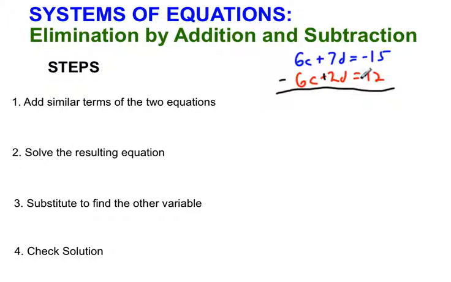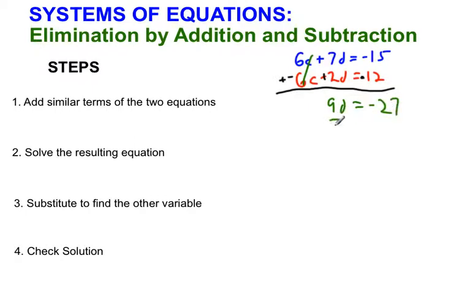And now we can think about this as adding all these terms up. So if you are subtracting, think about it as adding the negative. That helps me the most. So let's now combine our similar terms. 6c plus negative 6c, that is 0. So that term is essentially eliminated. 7d plus 2d is 9d, and that will equal negative 15 plus negative 12, which is negative 27.